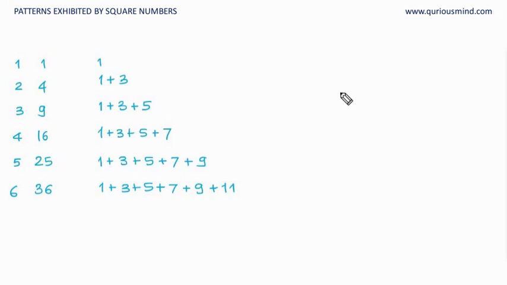So if I want, let's say, to find the square of 10, what I need to add is successive odd numbers. How many? 10 successive odd numbers. So if I add 10 successive odd numbers, I get the square of 10. You can do this sum and you'll find it is 100. Isn't it a very interesting pattern?